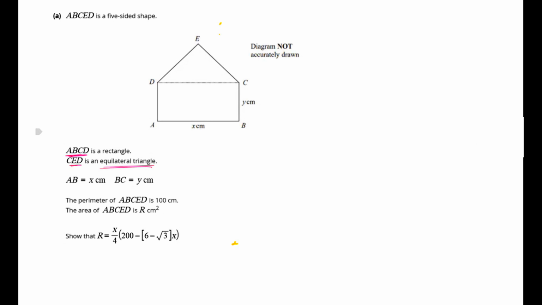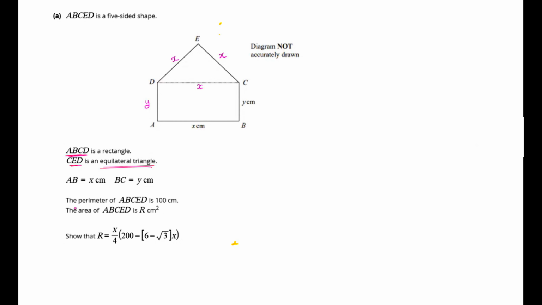Okay, so before anything, let's just try the variables on our diagram. So if it's a rectangle, if this is X, then we know that this is also X. If this is also Y. Now, because it's an equilateral triangle, this is X. These are all equal, so X, X, and X. Okay, so let's just get that out of the way.